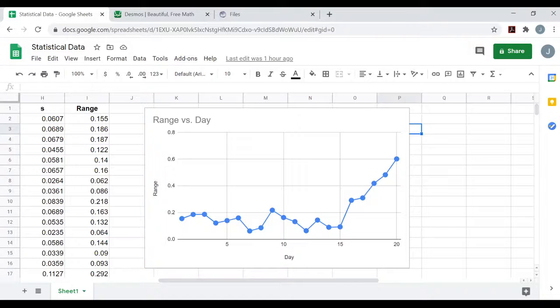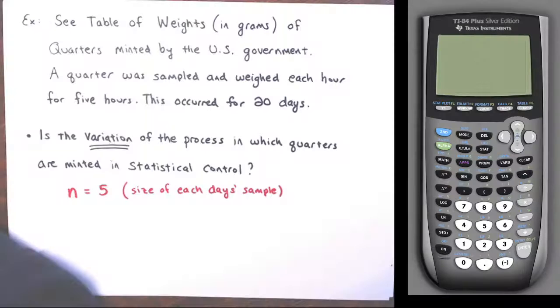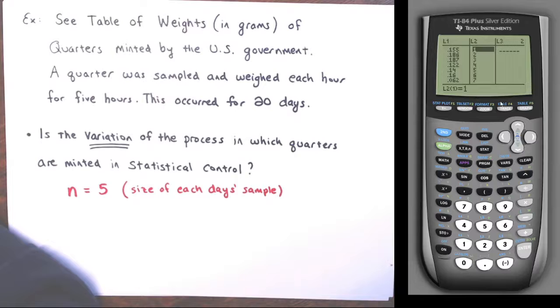Alright, so like I said, I put these in my calculator. Let me show you. I've got my TI-84 Plus Silver Edition up here on the screen. Remember, if you hit the Stat button and then Edit, you can enter some lists. I probably should have entered these in the other order, but down in List 2 here, I've got just the day numbers, 1 through 20, and then List 1 has those ranges.